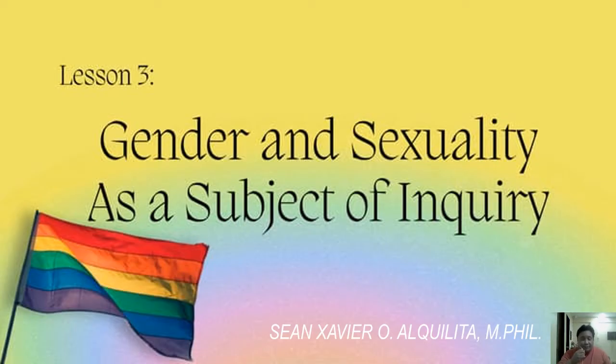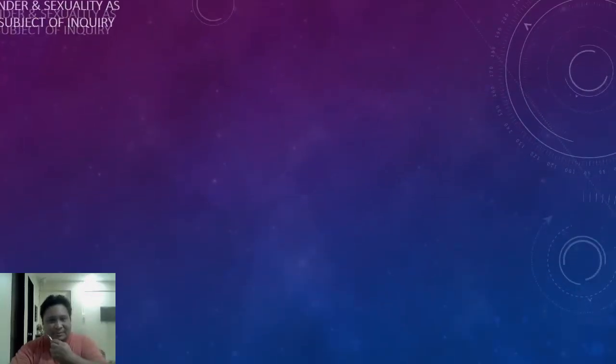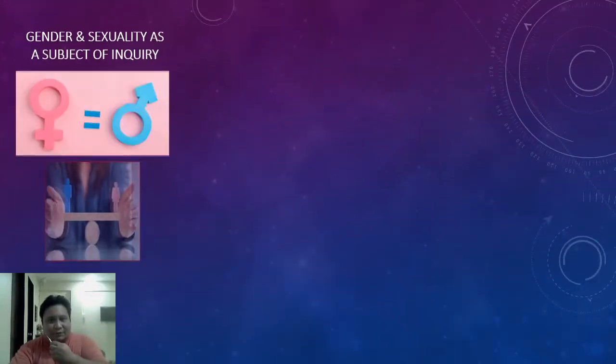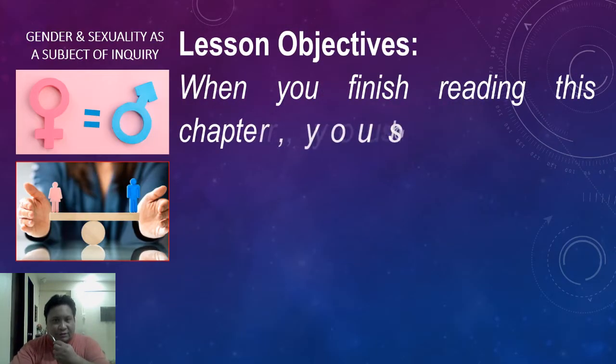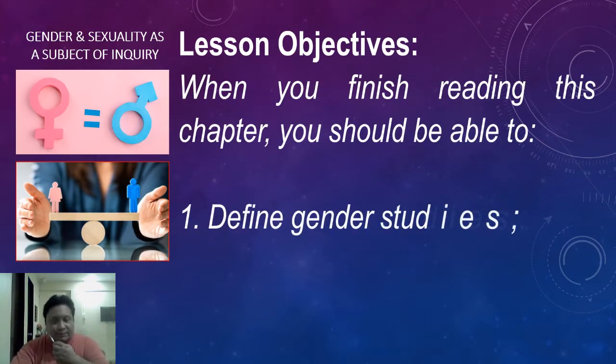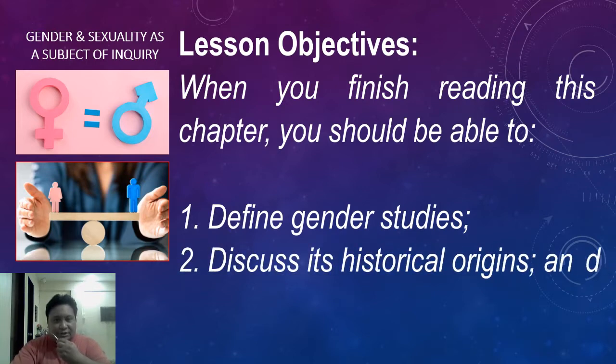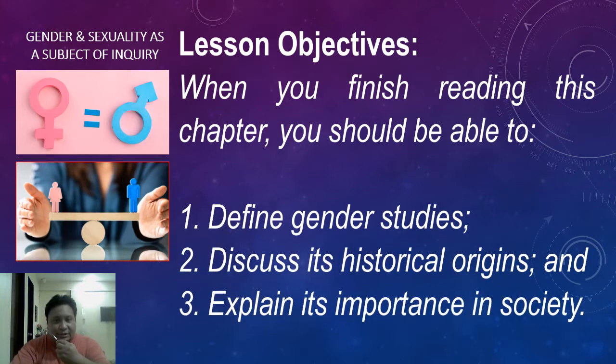For the next topic in the gender and society course, lesson 3 on gender and sexuality as a subject of inquiry. So let's proceed to the next slide. For the lesson objectives, when you finish reading this chapter, you should be able to: number 1, define gender studies, discuss its historical origins, and explain its importance in society.